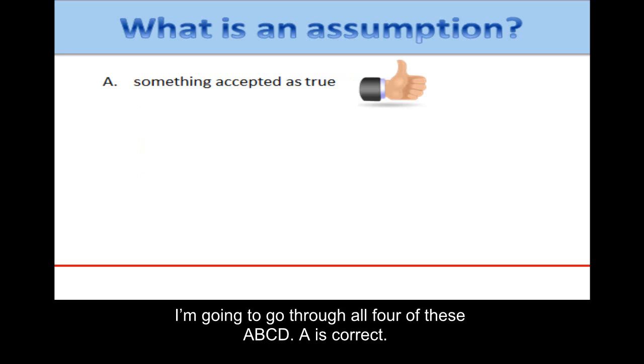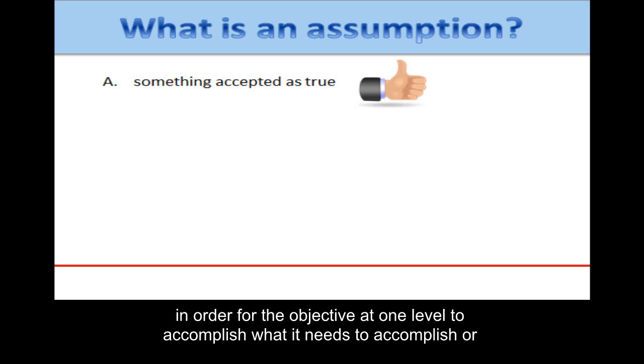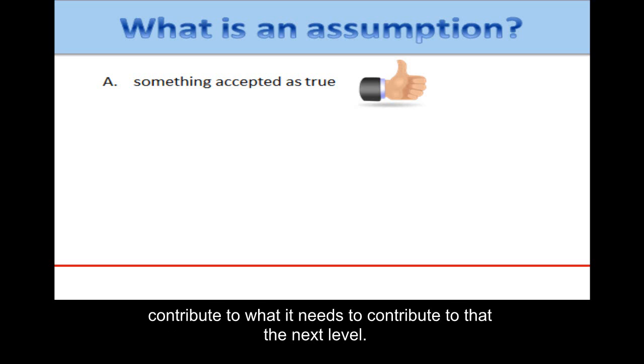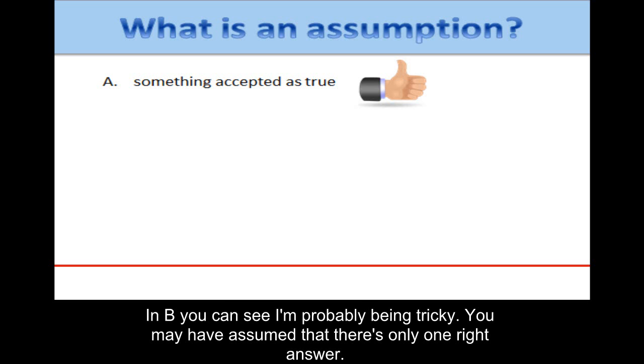Okay, I'm going to go through all four of these, A, B, C, D, one at a time. And A is a correct answer, that an assumption is something that you assume is going to happen, or you'll assume will be maintained in order for the objective at one level to accomplish what it needs to accomplish or contribute to what it needs to contribute to at the next level. So this is a true statement, and you can see I'm probably tricking you, that you may have assumed that there's only one right answer.